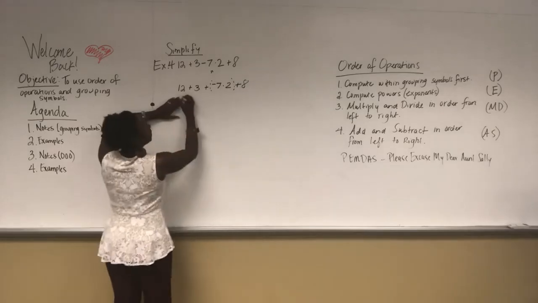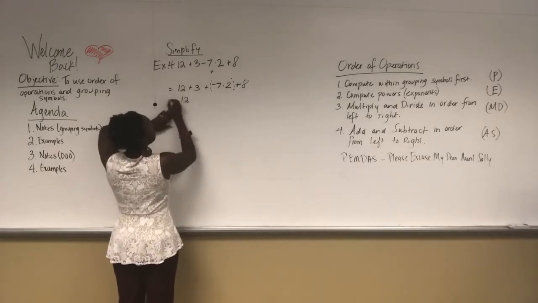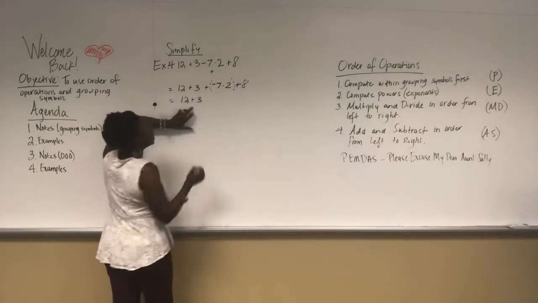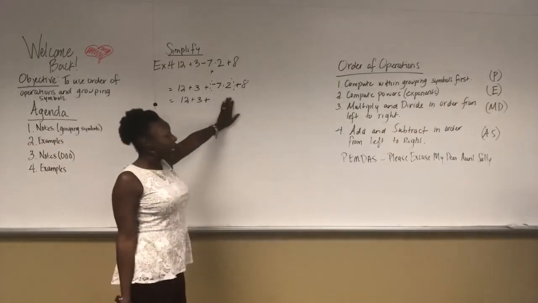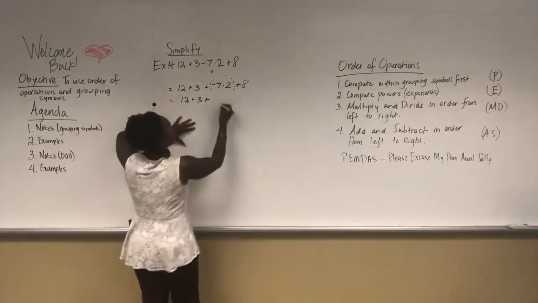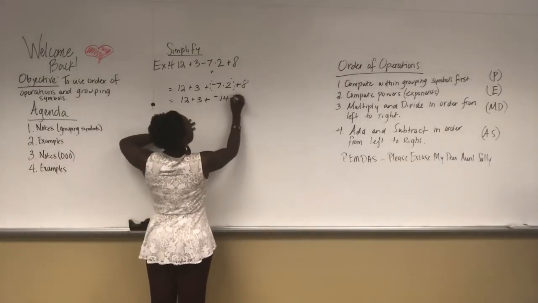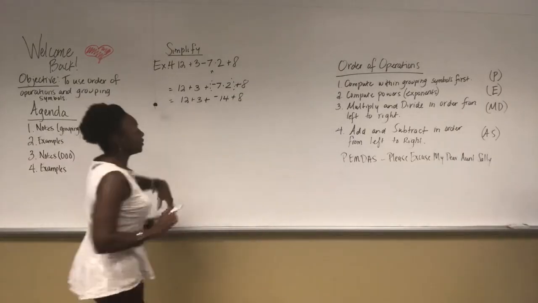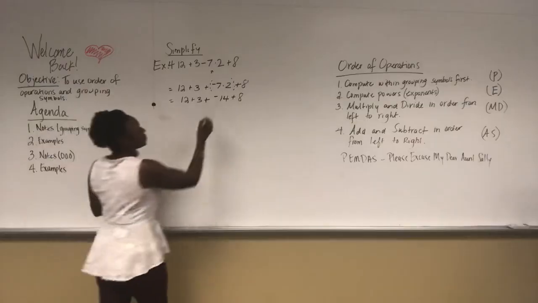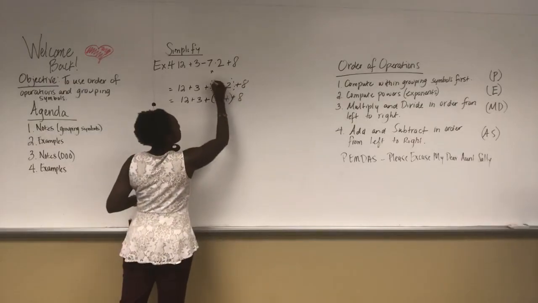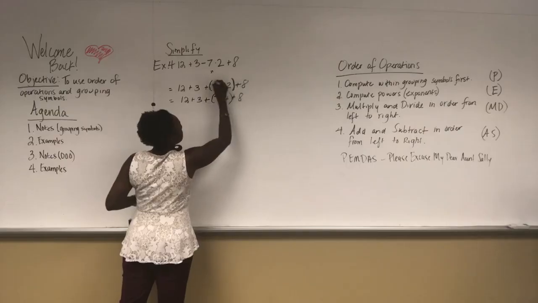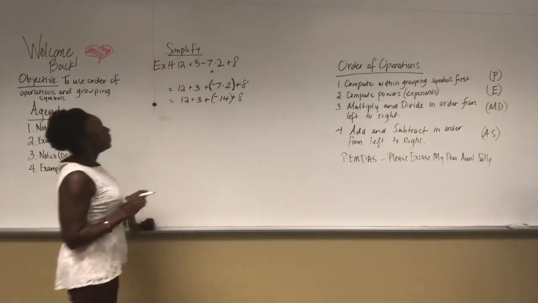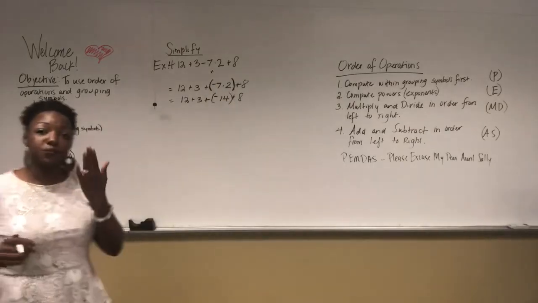So we're going to rewrite the 12. We're going to rewrite the plus 3. We're going to add, because we're going to now do negative 7 times 2, which is negative 14. So that becomes minus 14 plus 8. And I know that's a lot. And maybe I need to put this in parentheses so we know that that's a minus 14. I'm going to go ahead and fill that in so it's not dotted. And from here, we move from left to right.